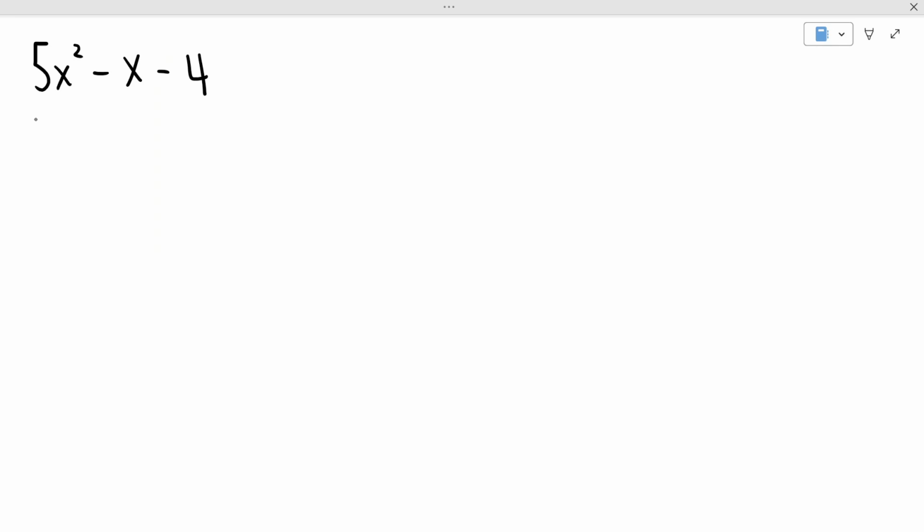So how about this one? Let's factor 5x squared minus x minus 4. So if we multiply the coefficients of the first and last terms, 5 and negative 4, we get 5 times negative 4 equals negative 20. So this means we need to find two numbers that multiply to negative 20 and add to the coefficient in front of the x term, negative 1.